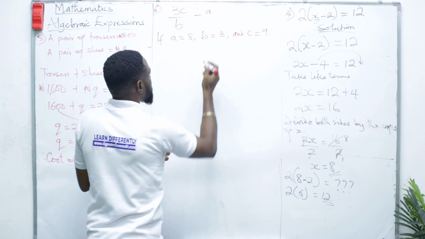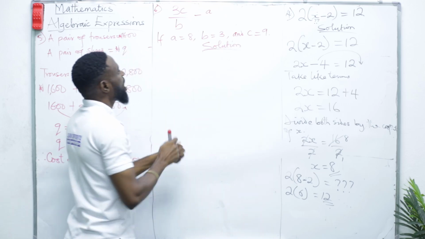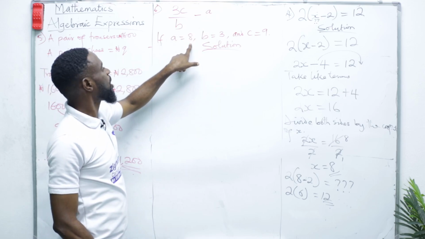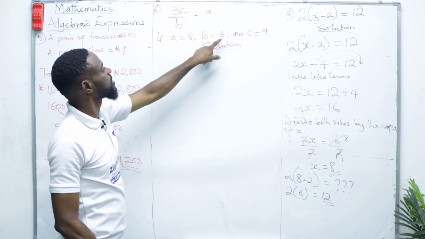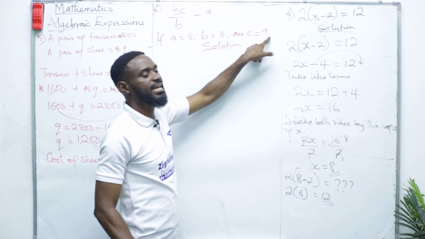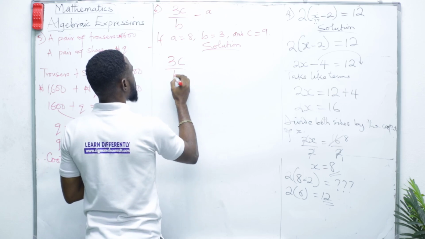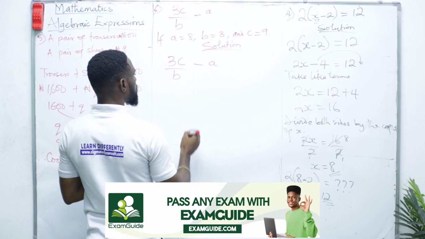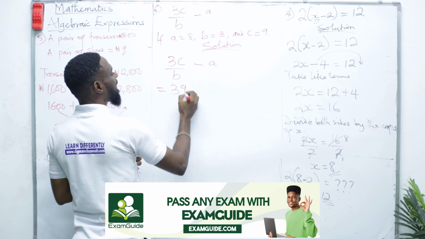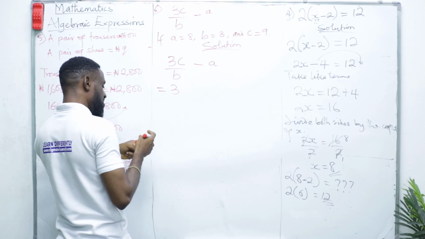All right, so what it simply means is where we have A, we substitute 8. Where we have B, we put 3 in place of it. Where we have C, we put 9 in place of it. So let's go. So this is 3C all over B minus A, equal to 3C. Are we going to just put 9 there? No. Remember, we have to be careful with this 3C, because that C is not a value.